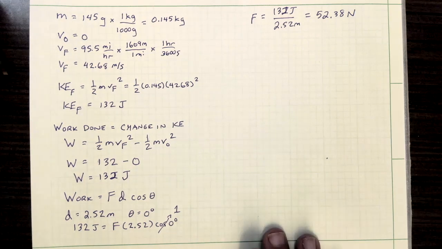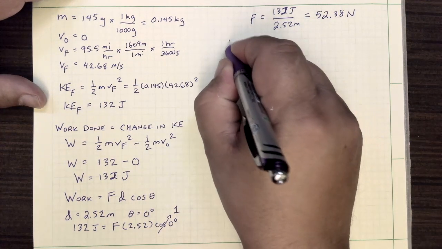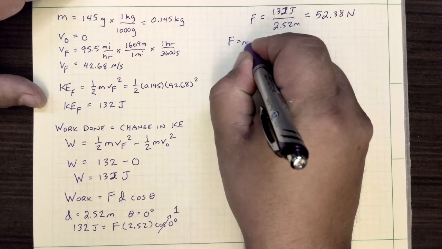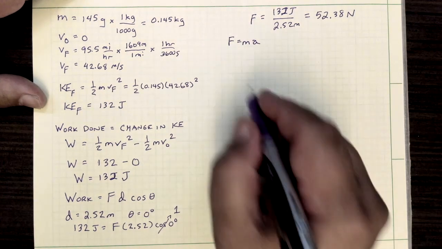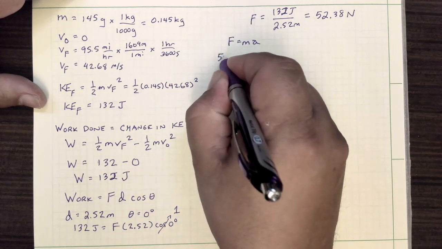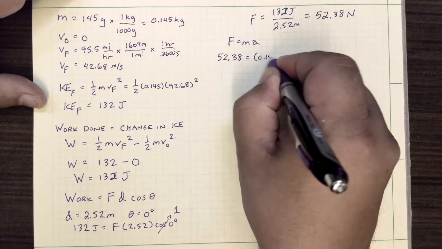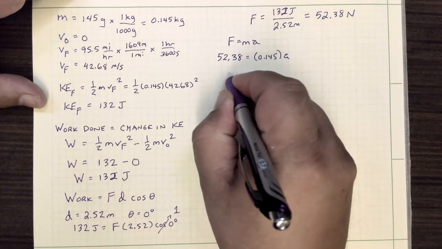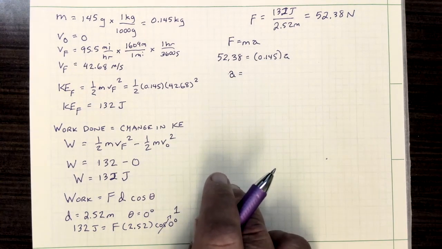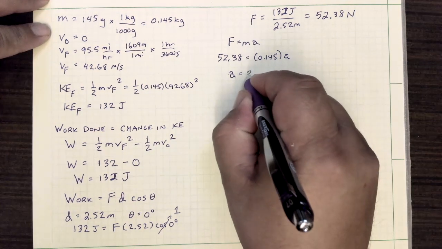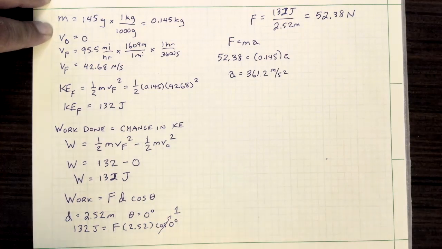We're then asked, what is the ball's acceleration? There are actually 2 ways to go about figuring out the ball's acceleration. We can start one way with Newton's second law, force equals mass times acceleration. We've just calculated the force to be 52.38. The mass is 0.145, and so we can very simply calculate the acceleration of the baseball to be 361.2 meters per second squared.